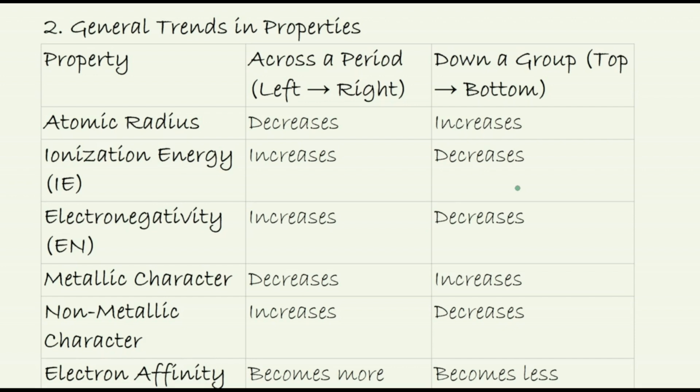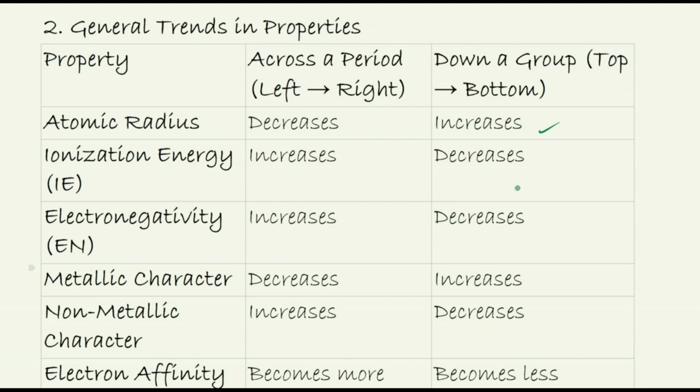Atomic radius decreases across the period and increases down the group. Ionization energy, electronegativity, and electron affinity are almost the same: across the period, left to right, they increase, and down the group they decrease.